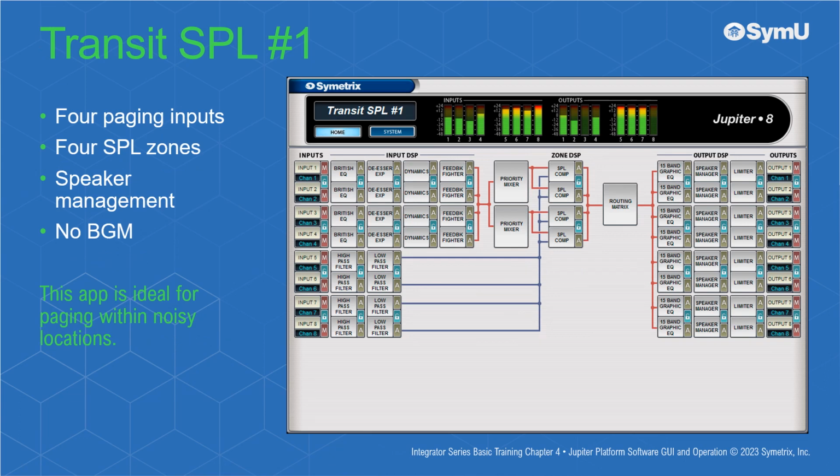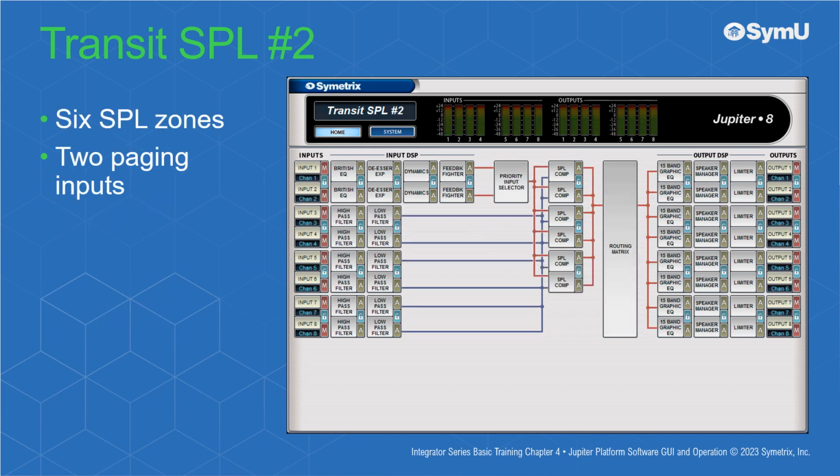Transit SPL number 1 is ideal for paging within noisy locations. Supports multiple paging locations, sound pressure level compensation, and speaker management. This app does not support background music. Transit SPL number 1 has 4 SPL zones and 4 paging inputs. And Transit SPL number 2 has 6 SPL zones and 2 paging inputs.